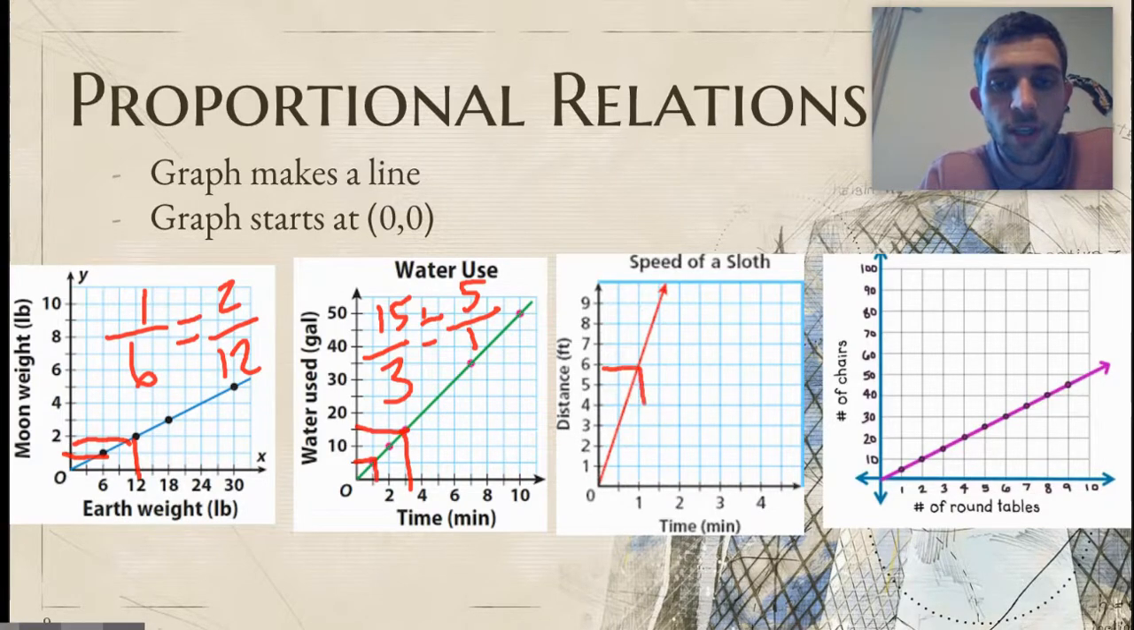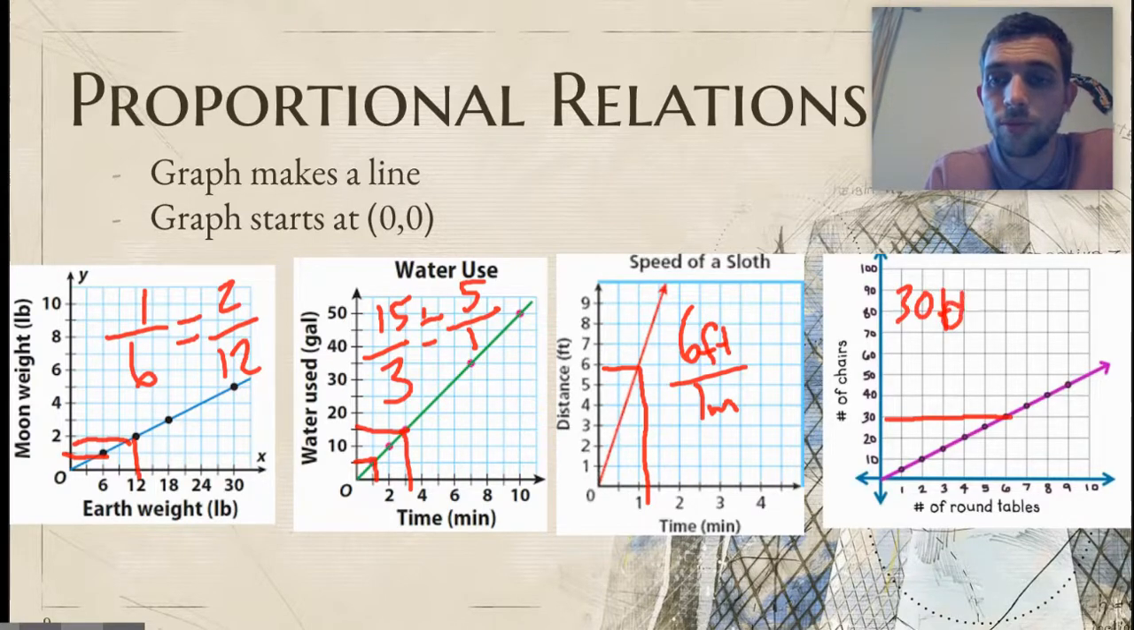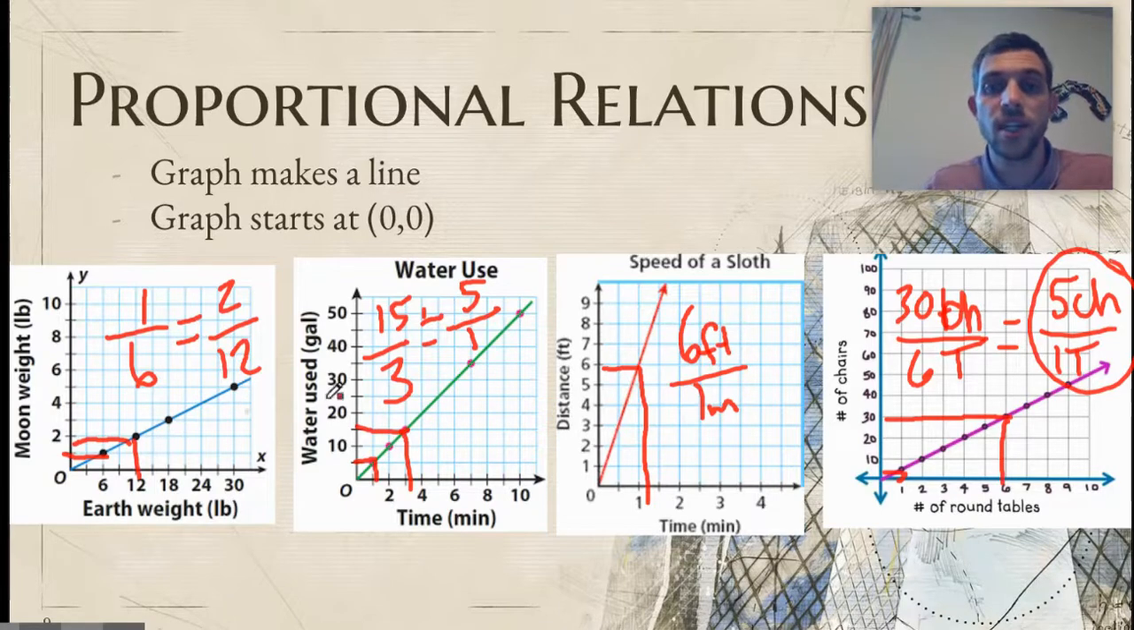In the next section, we can see that we have 6 feet, and that corresponds to 1 minute. This is already a unit rate, so you don't need to change anything. And then finally, over here, we could notice that we have 30 chairs, and that corresponds to 6 tables. And this would simplify to 5 chairs and 1 table. And so my unit rate would be 5 chairs for every 1 table.